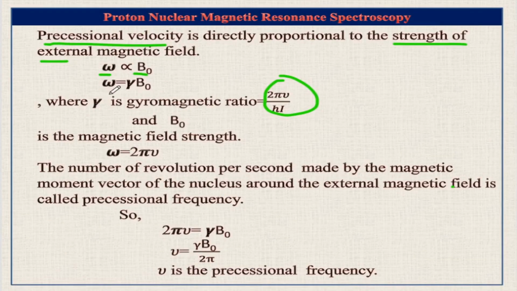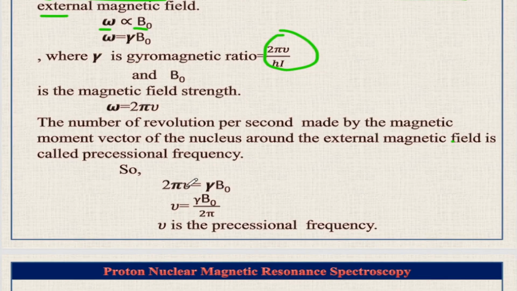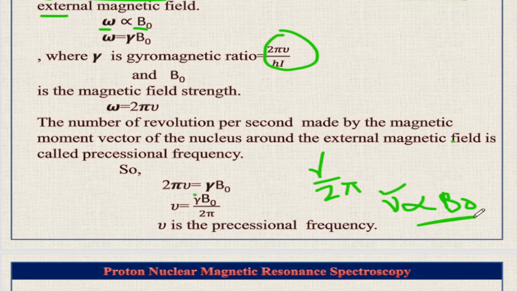If we substitute this omega value, we will find 2 pi nu is equal to gamma B naught. So nu is equal to gamma B naught upon 2 pi. Here gamma upon 2 pi is a constant. So nu is directly proportional to B naught, which means the precessional frequency is directly proportional to B naught, the strength of the external applied magnetic field.